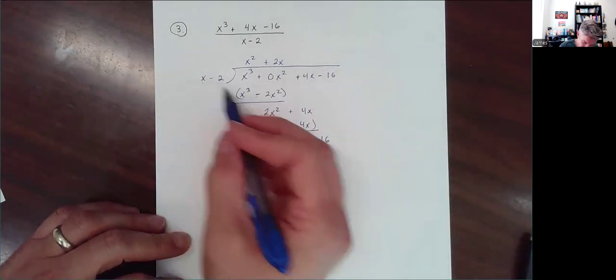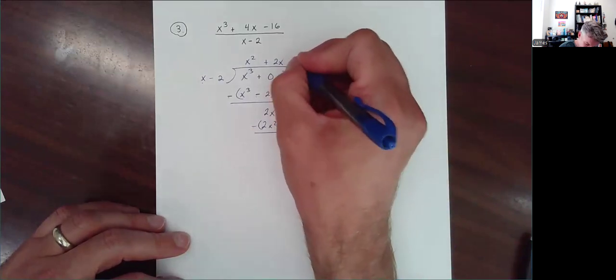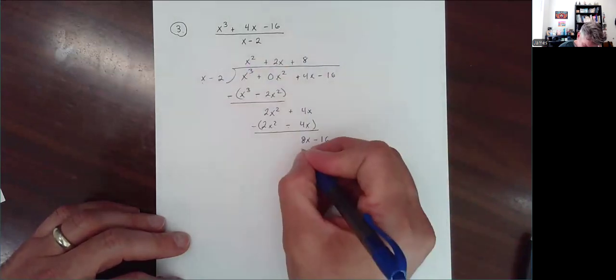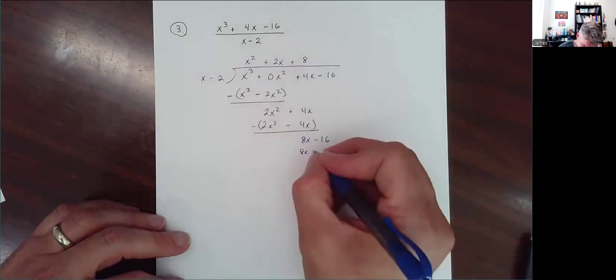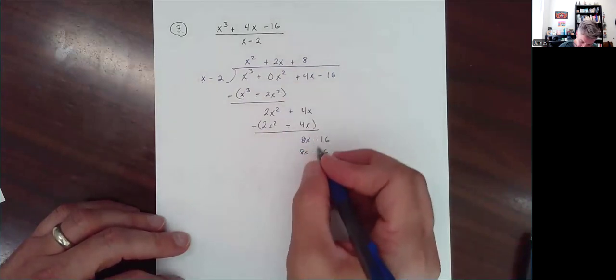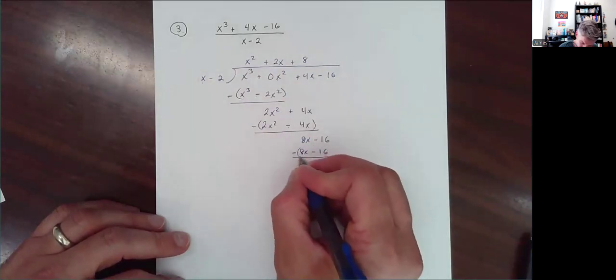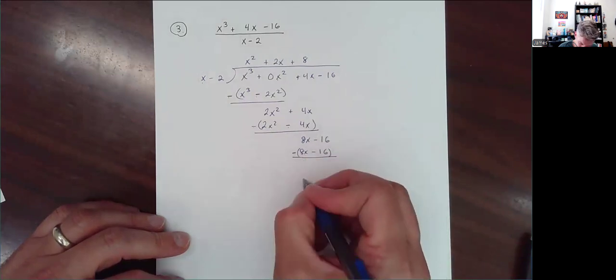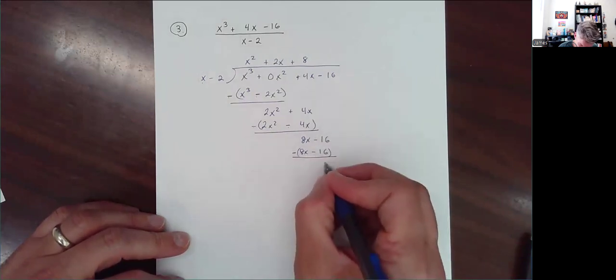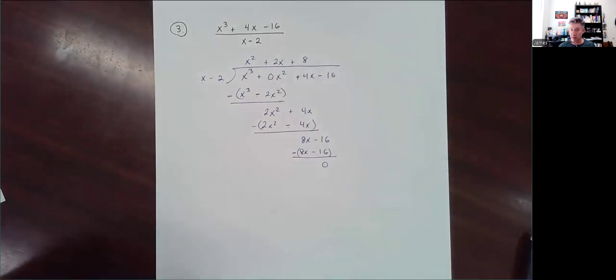What do we multiply by x to get 8x? It is 8. 8 times x is 8x. 8 times negative 2 is negative 16, and these look exactly the same, meaning when we subtract them, we should get 0. 8x minus 8x is 0. Negative 16 minus negative 16 is 0. That means it divides in perfectly, or evenly, whatever you want to say.